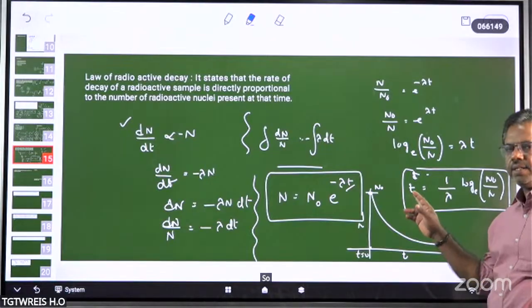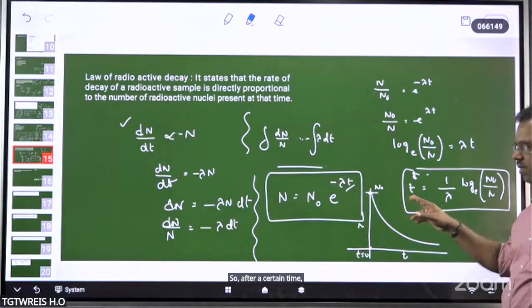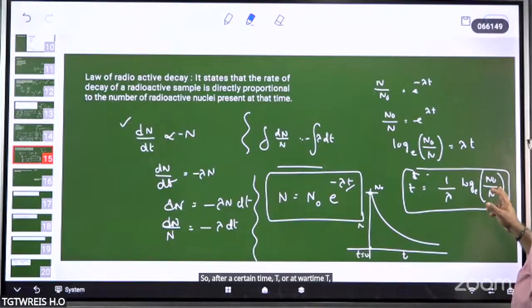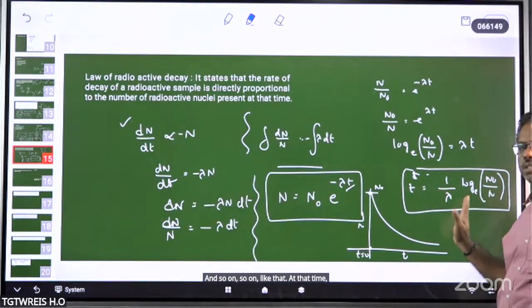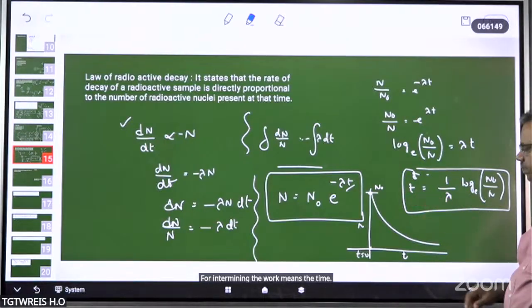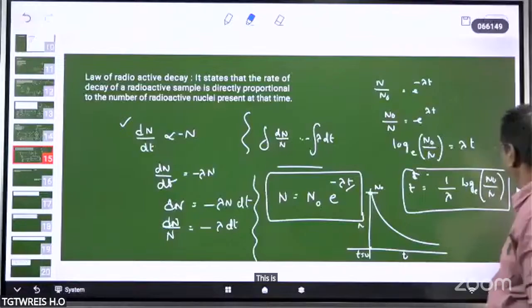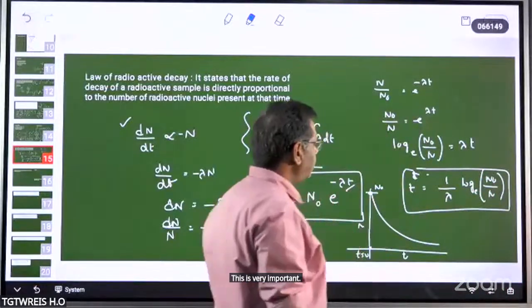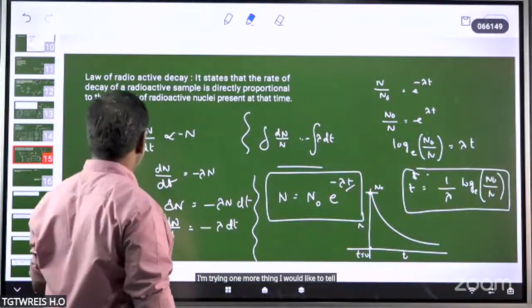So after a certain time T, or at what time T, that N value will become N naught by 3, N will become N naught by 2, N will become N naught by 6, and so on. At that time, we can use this equation for determining the time. This is very important.